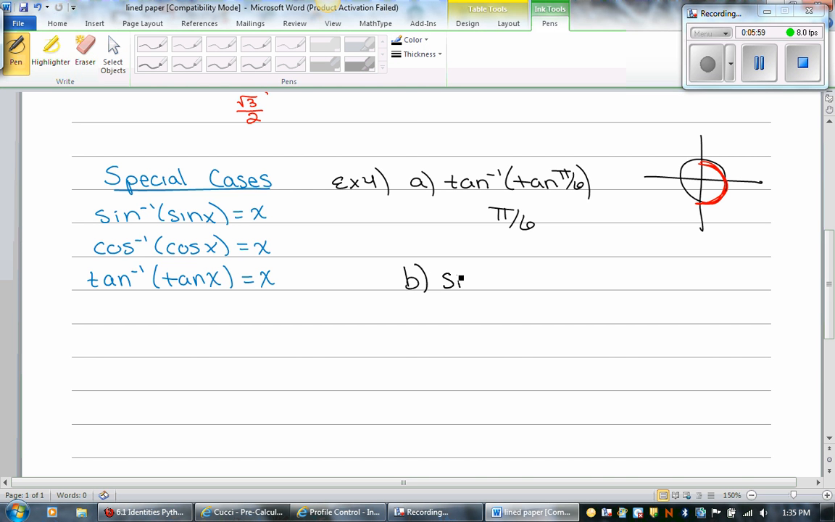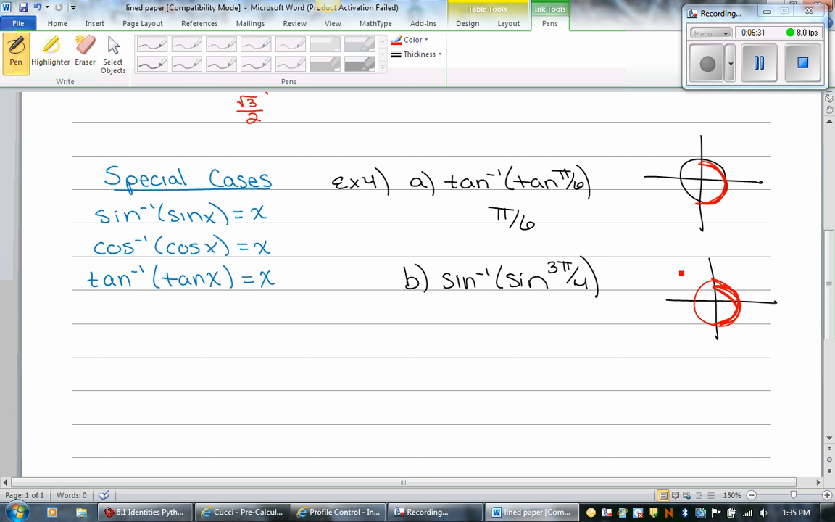Sine inverse of sine at 3 pi over 4. Okay, so 3 pi over 4 is not in the range. So we have to look at this one a little bit differently. The range for sine was from negative pi over 2 to pi over 2. So since 3 pi over 4 is not within this range, it's over in the second quadrant, we have to do this a little bit differently.